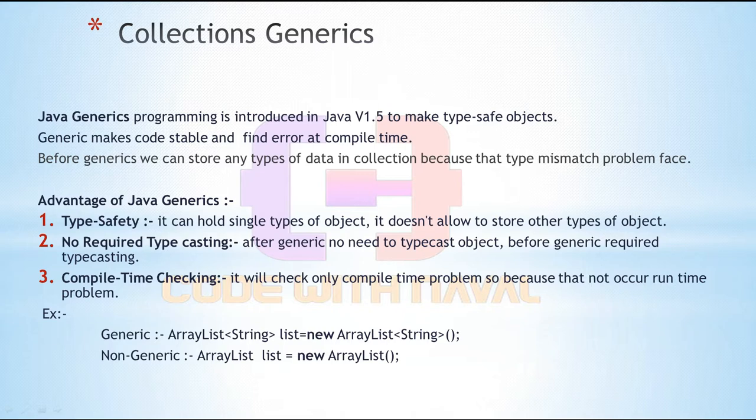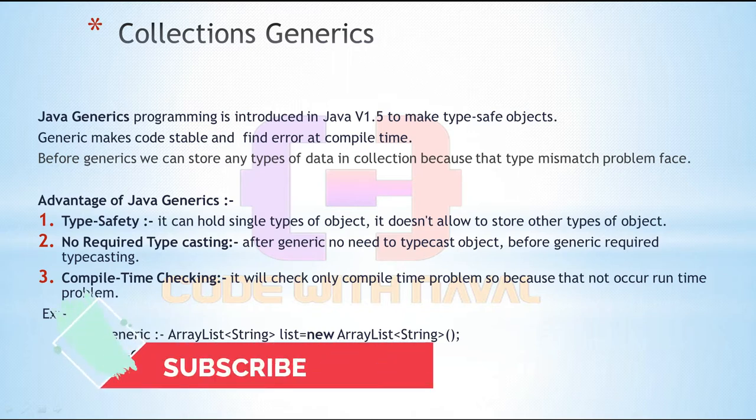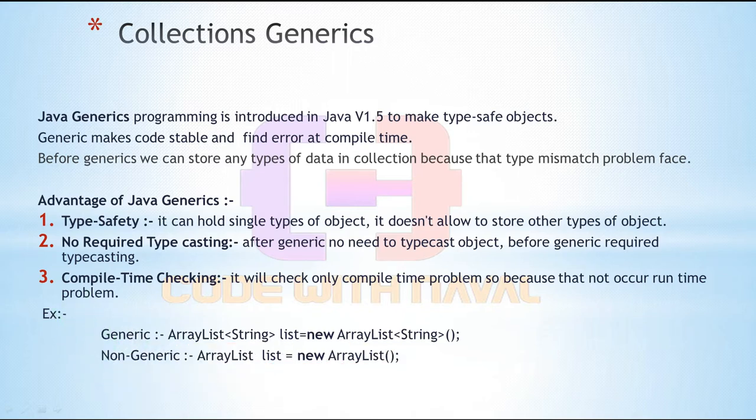The second advantage is no required typecasting. After generics, there is no need to typecast objects. Before generics, typecasting was required. If we create a collection object with generics, we don't need typecasting because that object only holds a single type of data. If we define a non-generic collection that holds any type of data, then typecasting is required.